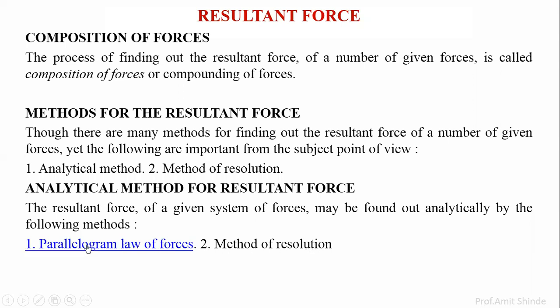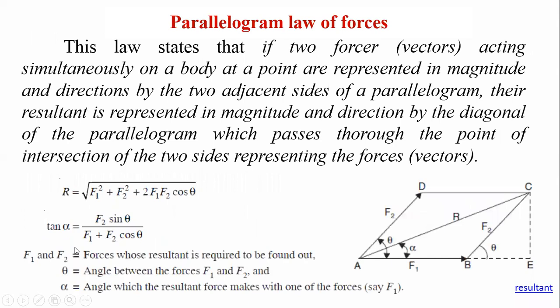As we have seen earlier, the parallelogram law of force says that if two forces acting simultaneously on a body at a point are represented in magnitude and direction by the two adjacent sides of a parallelogram, their resultant is represented in magnitude and direction by the diagonal of the parallelogram which passes through the point of intersection of the two sides representing the forces. Here the figure shows that F1 and F2 are the sides of a parallelogram, and R is the diagonal of that parallelogram.